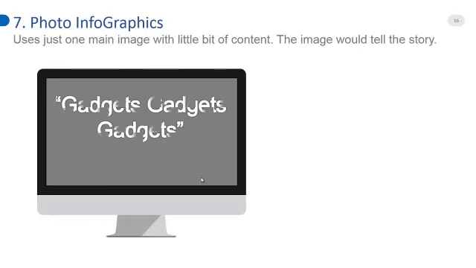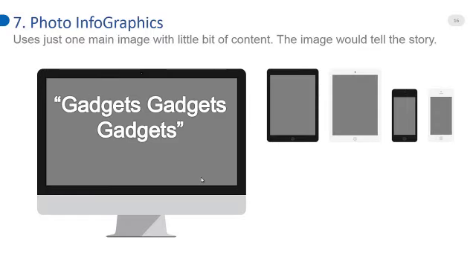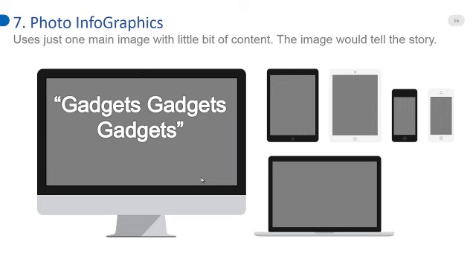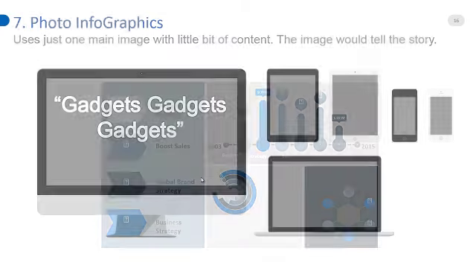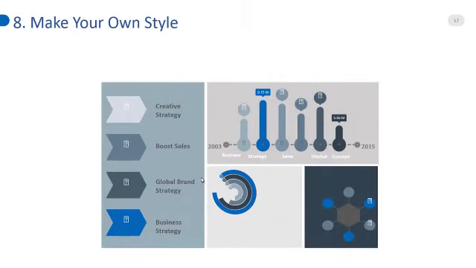So kind of going back to what I said earlier, you kind of want to choose cartoons only or realistic photo only and stick with that. So this kind of infographic uses just one main image with a little bit of content, and the image would tell the story. So you don't need to have a ton of images, just a few that would really tell the story. And then of course, number 8, make your own style, test it out, see what works.